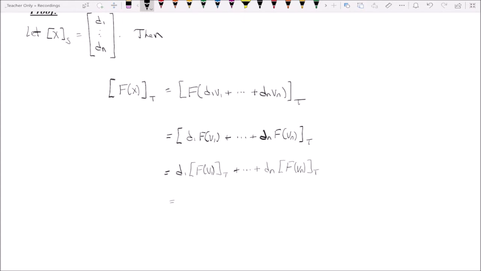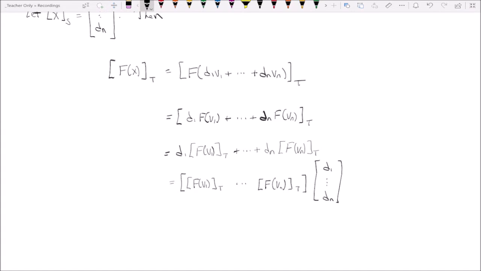But this can be written as this matrix whose jth column is the coordinate vector of f of v sub j with respect to T, times the column vector d1, and so on through dn, which is itself the coordinate vector of x with respect to S. So we call this here our matrix A. Of course, that column vector is just our coordinate vector of x with respect to S.